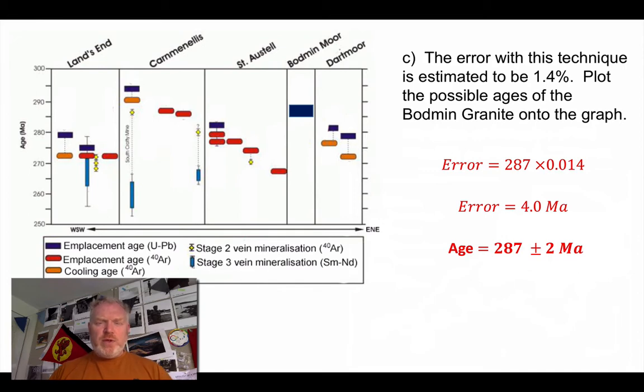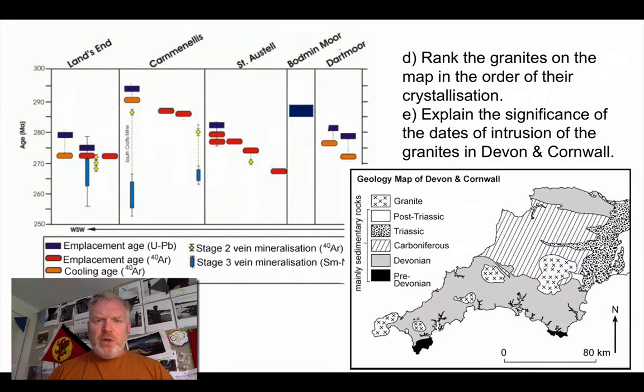So once we've worked out the date, we can then start to see how these fit into the pattern within the area. If we look at our geology map of Devon and Cornwall, we can start to rank the intrusion of these granites. Remember, of course, that the oldest event is at the top of this graph. So we can see that Carmelis is the oldest, followed by Bodmin, followed by St Austell, followed by Dartmoor, and finally the youngest one is in Land's End.